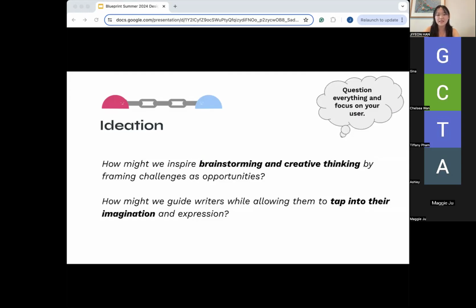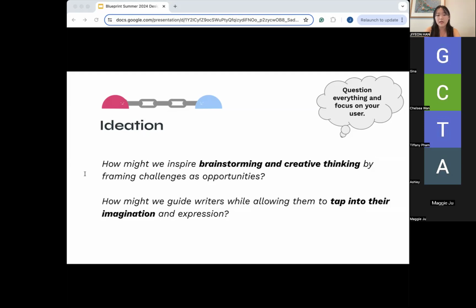Based on the insights from our competitive analysis and user interviews, we moved on to the ideation phase. Our goal here was to frame the challenges we uncovered as opportunities to inspire creative writing, creative thinking, and brainstorming. I personally like to ask myself questions, so that I'm questioning and answering at the same time. These are some of the questions that our team decided to ask.